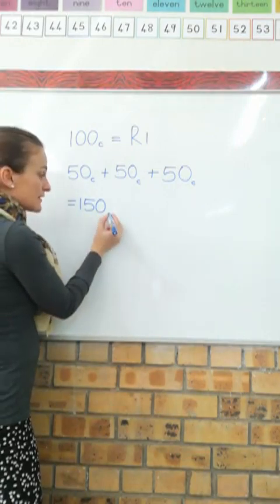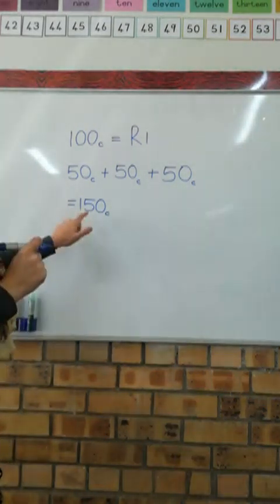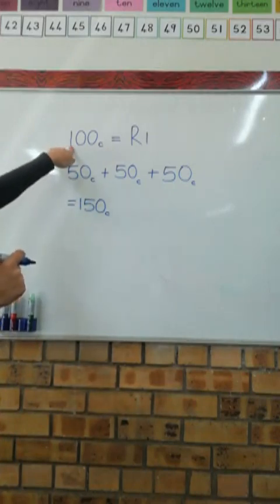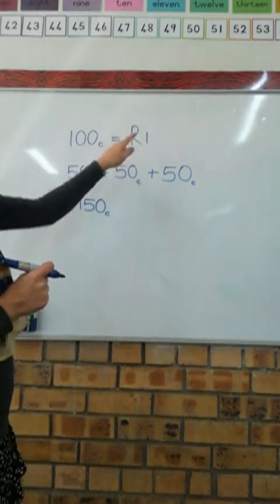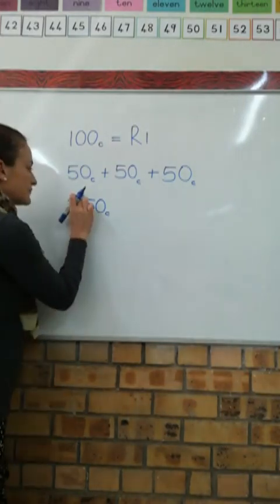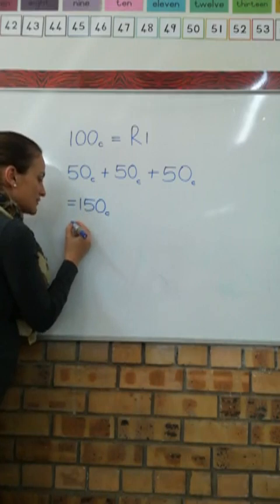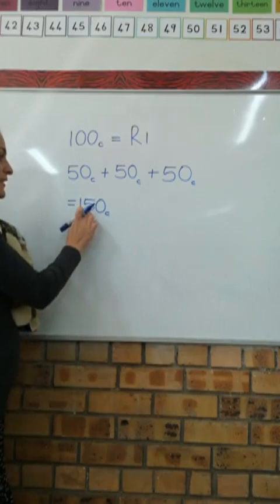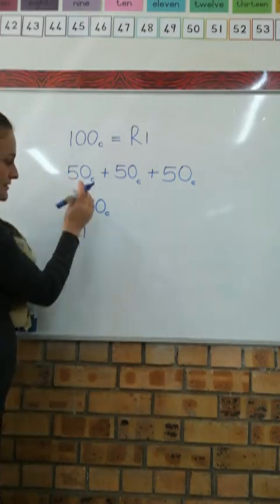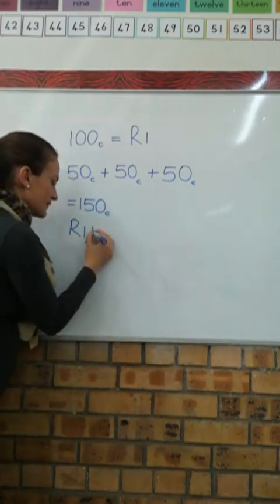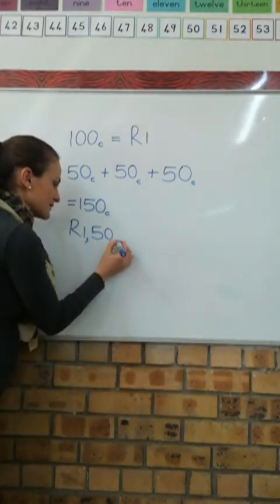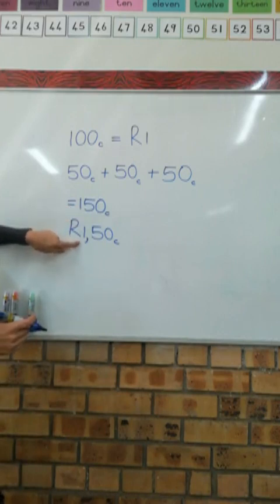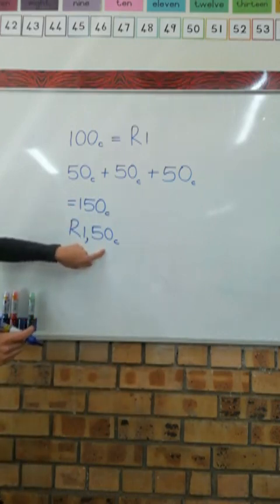Okay, that's a little bit difficult, but I think you can understand. Now remember, if this is 150 cents, we said 100 cents is the same as 1 rand. So we're going to take away the 100 cents and add it to a 1 rand. And then what are we left with? 50 cents. So we put a comma and 50 cents. So can you see that 150 cents is the same as saying 1 rand, 50 cents?